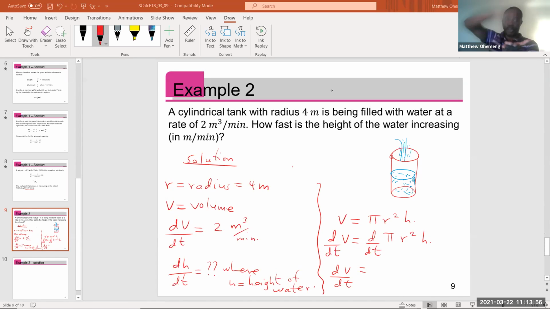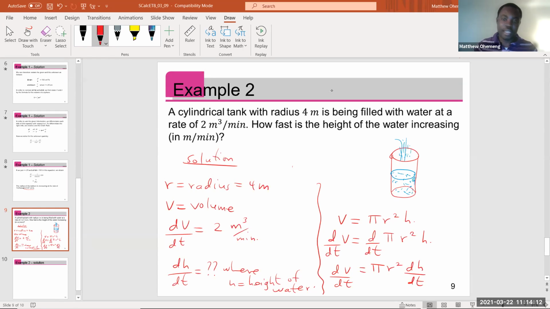So it's changing with respect to time. However, the radius is still the same. That means that in this case, the radius is not a function of time, so you treat it like a constant. So the pi and r squared are all constant, and I'll just pull them out. So I have pi r squared dh over dt.